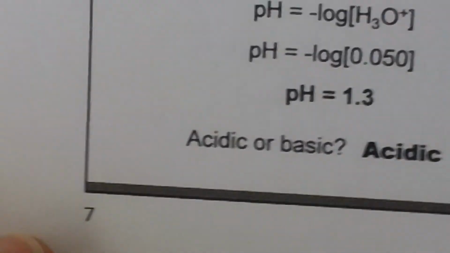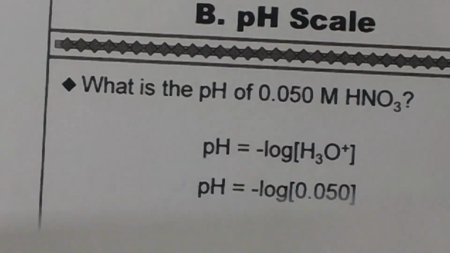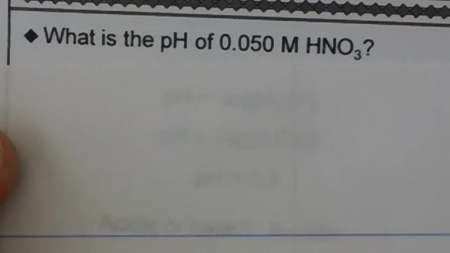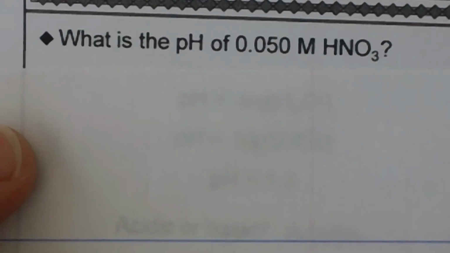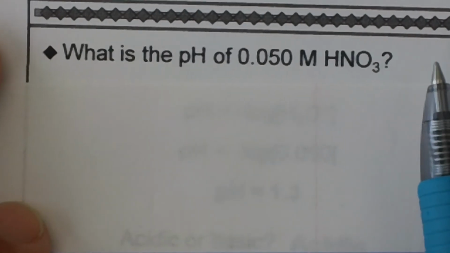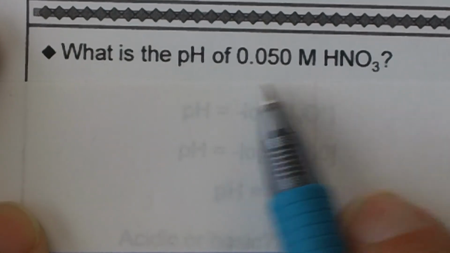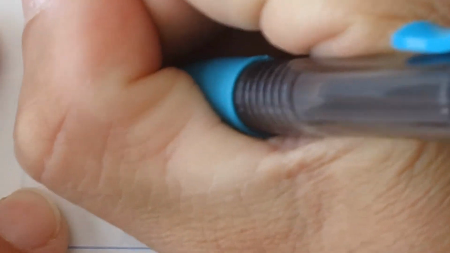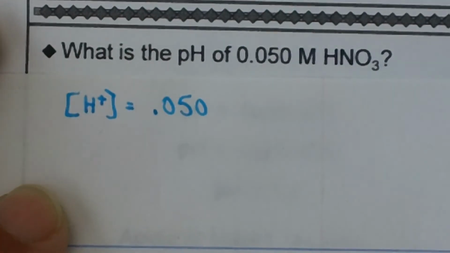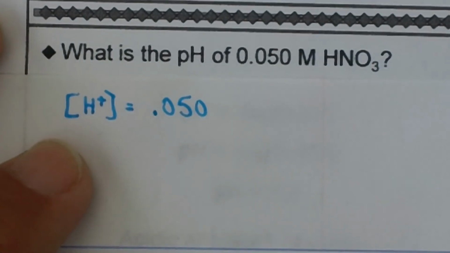And all we got left is a couple problems. I don't know that I'm going to be able to work through a couple problems fast enough, but we're going to try here. This says, what is the pH of 0.050 molar HNO3? HNO3, acidic or basic? Think about it, good. It's acidic. It's nitric acid, right? And so this 0.05 molar HNO3, they are giving me the hydrogen ions. Concentration is 0.050. Hydrogen or hydronium, same thing.